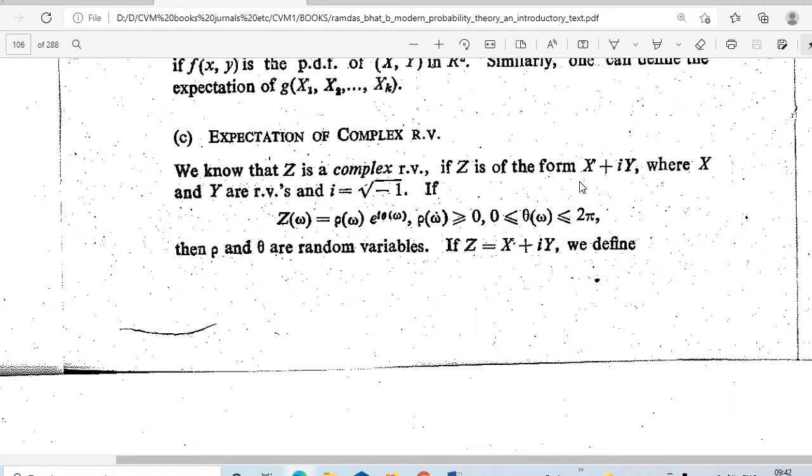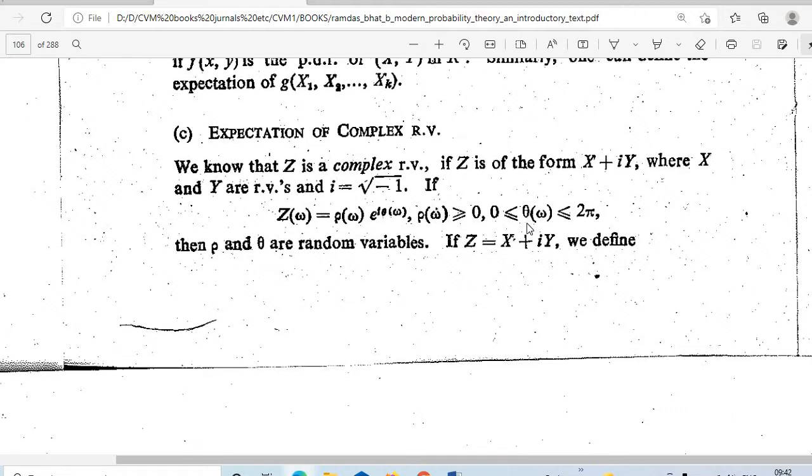You know what is a complex number? Suppose z is a complex number that can be represented as x plus iy, where x and y are real numbers. i is equal to root minus 1. Then you can represent the complex number z of omega as rho of omega and e raised to i theta of omega, where rho of omega is greater than or equal to 0 and theta lies between 0 and 2 pi, that you know.